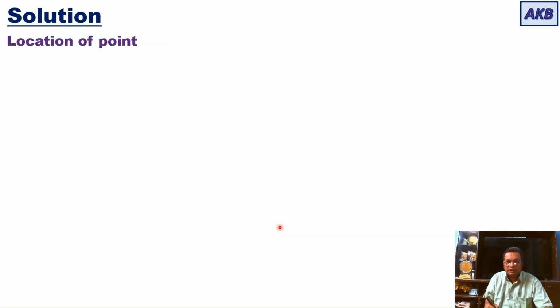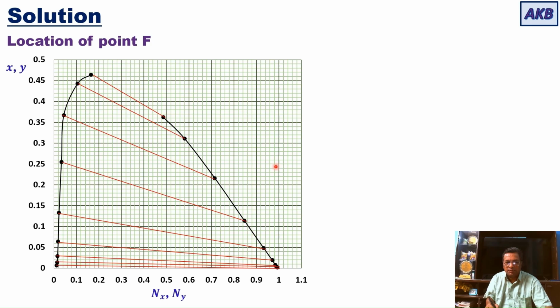So first, we have to locate point F on the ternary equilibrium diagram. I'll just show the ternary equilibrium diagram. We have already plotted it, and let us now learn how to locate point F. Point F is located with the coordinates 0, xF. So it will be located on the y-axis, and the y coordinate for its location is xF. xF is given to us, it is 0.3. So point F will be located at 0.3. So 0.3 is over here.